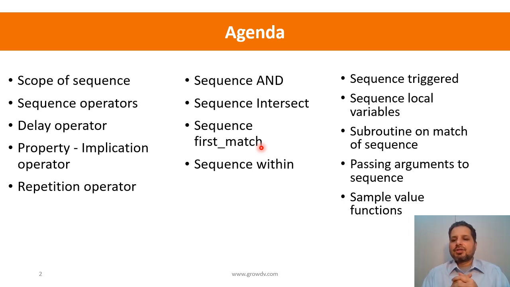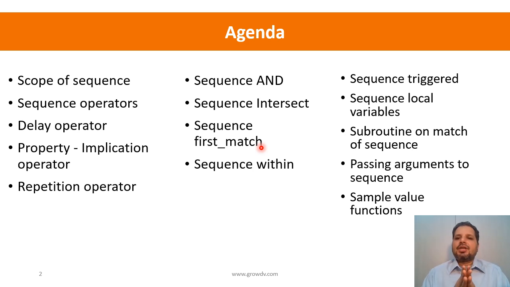Sequences are your reusable timing waveform. So if you want to make it reusable, let's say I am saying repetition, so if I can send how many times I want to see the repetition, then that is something that helps me make it reusable. How I can pass those arguments, we will see in passing arguments to sequence. And then there are a bunch of sampled value functions, and we will see which those are and how we can make use of them.